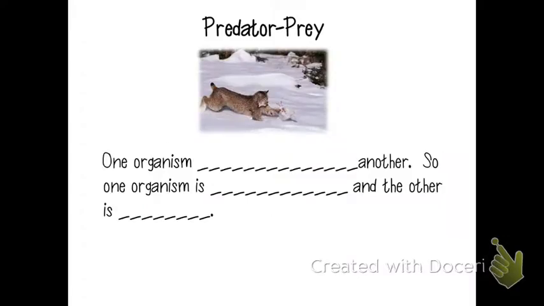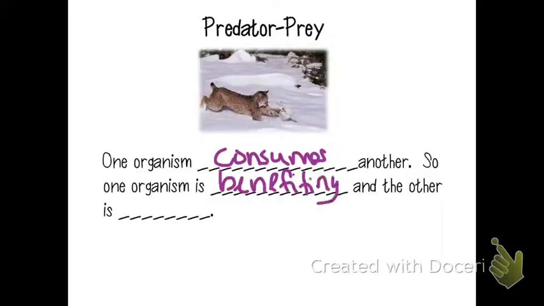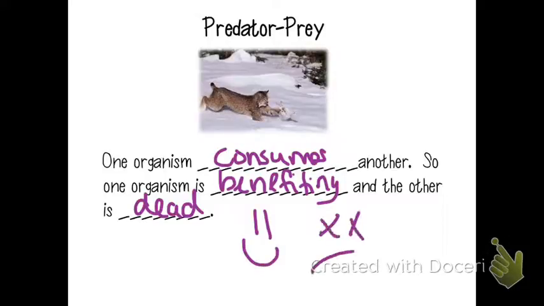All right, the last type of relationship that I want to talk about is predator-prey. I'm aware that this one is not in your little foldable, but I expect for you to write this down in your journal. It's literally 2 sentences. I think you can handle it. So in a predator-prey relationship, this is when one organism consumes another. So one organism is benefiting, okay, and the other is dead. So in this one, I think one is happy and one is dead.